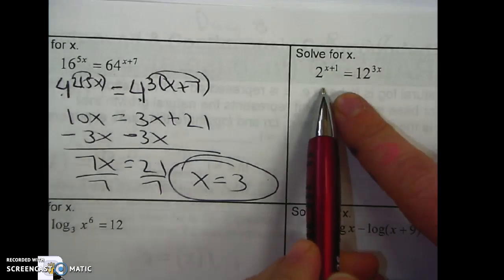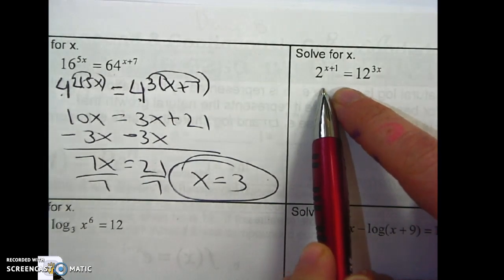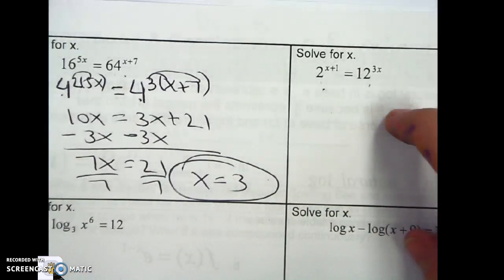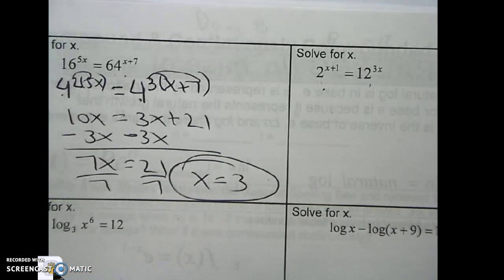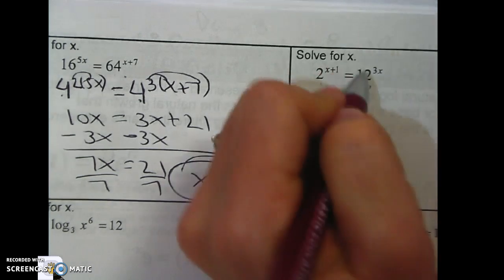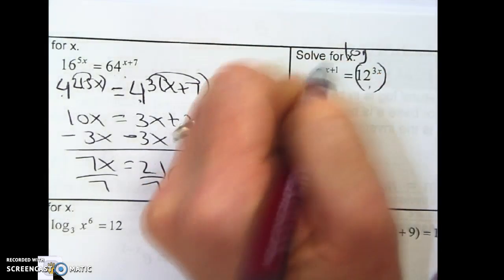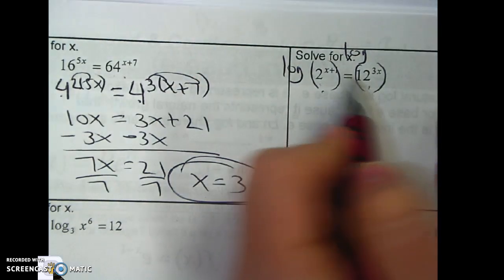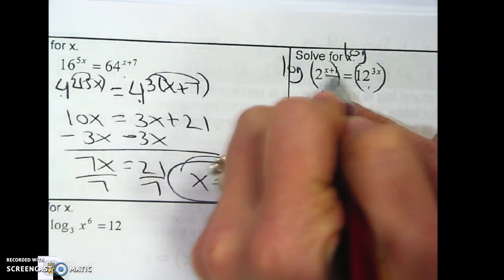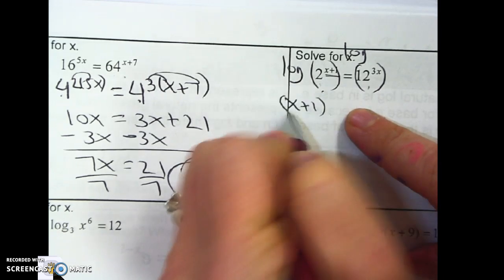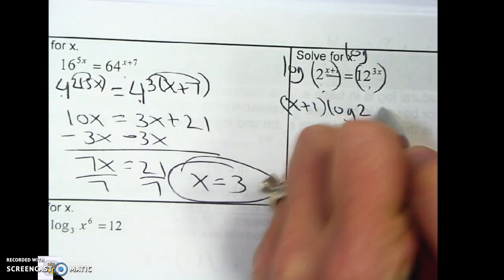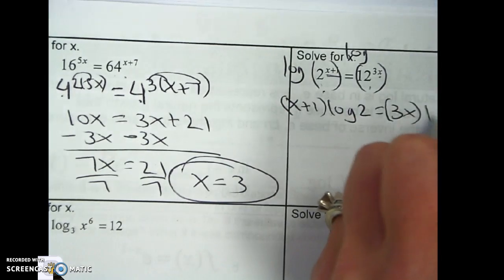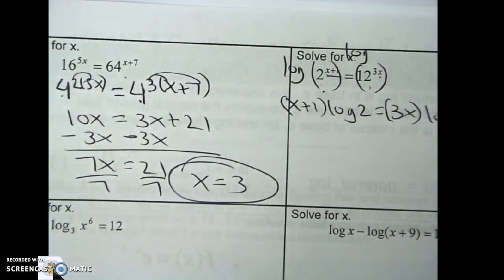Now I look at this one though. This one's a little bit different because here I was able to make the bases the same. Here I am not able to make the bases the same. Since I cannot make the bases the same, I'm going to have to log both sides. And when I do that, I get little turns big, x plus 1 log 2. Little turns big, 3x log 12.